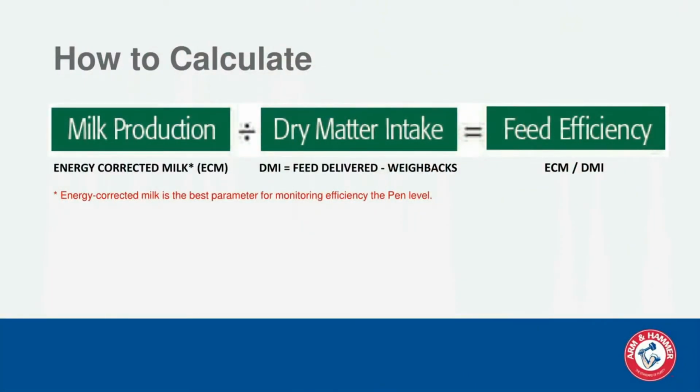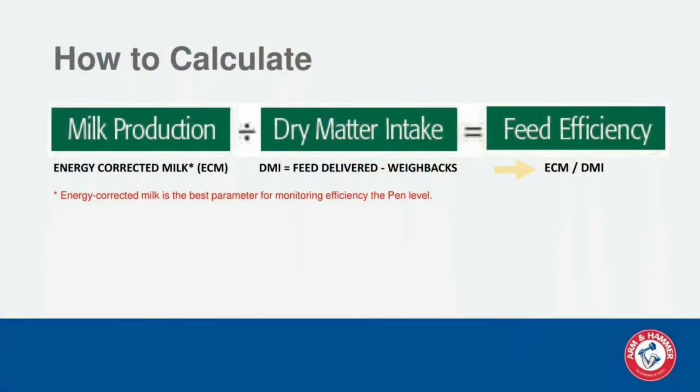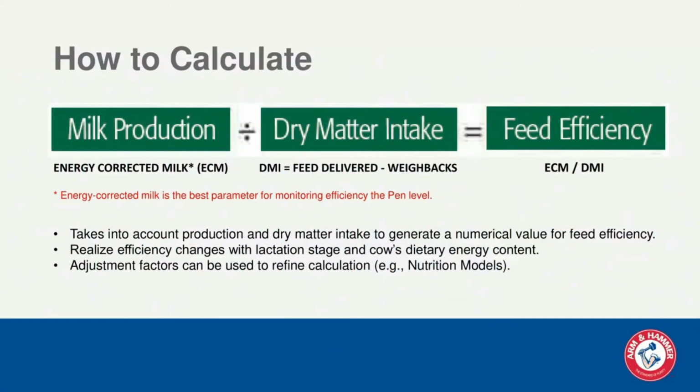As far as intake, we're going to specifically look at the feed bunk managers giving us a number, which would be simply the dry matter intake per pen. In this case, most likely it's going to be the feed delivered minus the weighbacks. And we'll talk more about how to do that in detail in just a second. That gives us a calculation of energy corrected milk divided by dry matter intake, our feed efficiency calculation. So this takes into account the production and the dry matter intake of the animal.